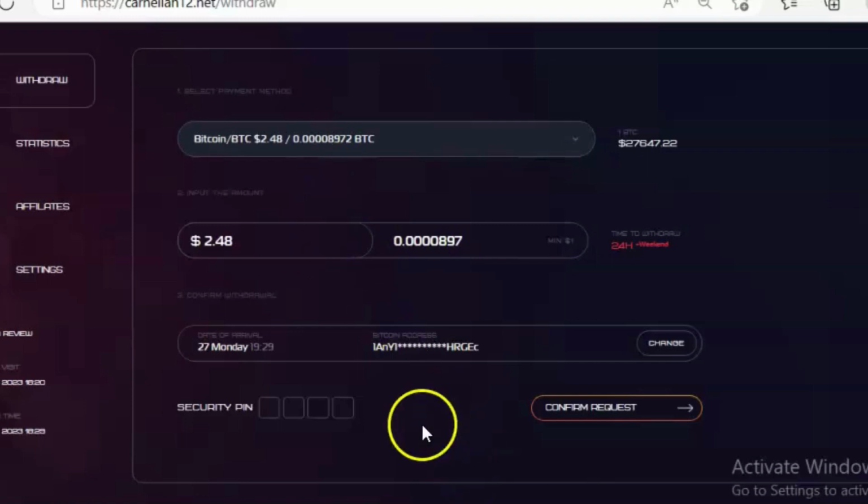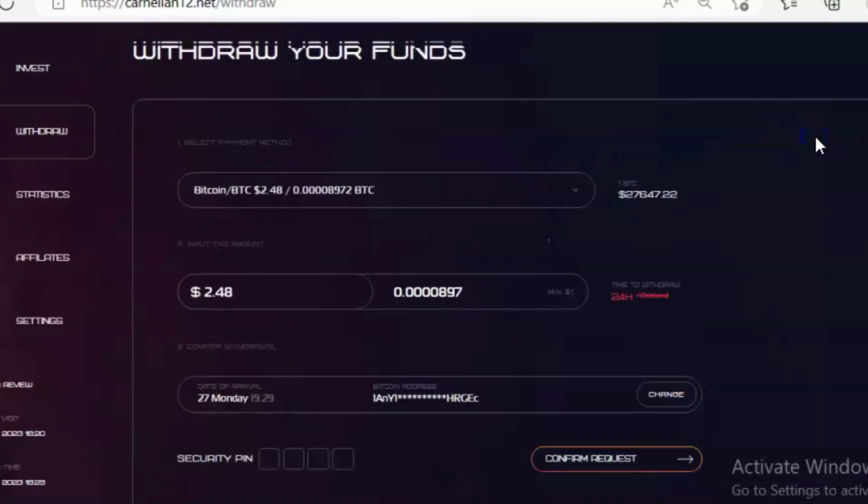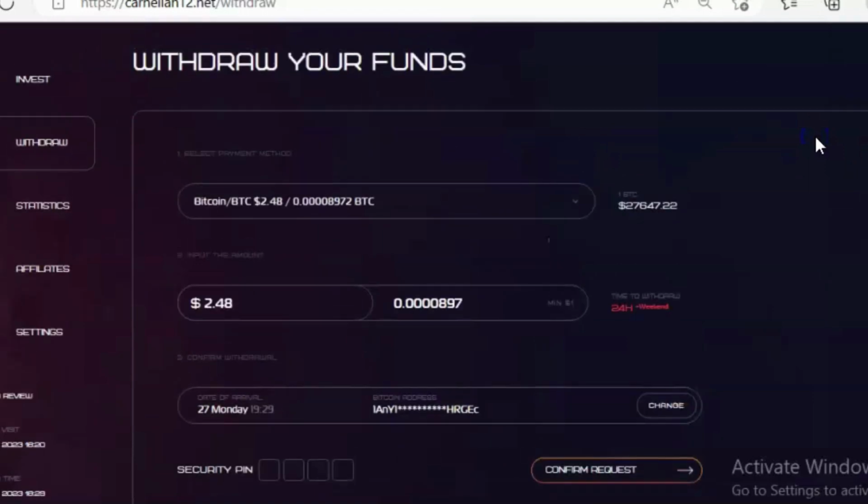All I need to do now is insert my PIN. Once I insert my PIN, I click on confirm request, and the money is on its way. Normally, during weekdays, it takes 24 hours and it will hit your wallet. But on weekends, you need to add about 48 hours to it. If we initiate on Friday, it will hit your wallet on Monday.